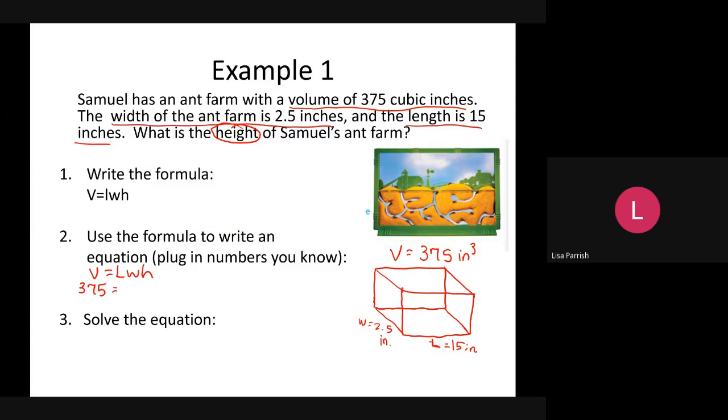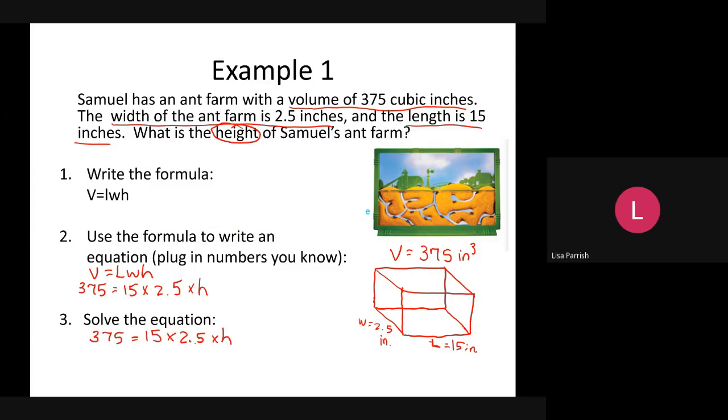So I know my length, which is 15. I know my width, which is 2.5. And I do not know my height. That is what I'm trying to find here. Just like we did before on area problems, you want to work backwards. Remember, we're trying to get the variable, in this case, our h for height. We want to get it by itself. So down here, in order to solve the equation, I'm just going to move all this down here. You can just keep it where it's at, but I'm going to move it down here.